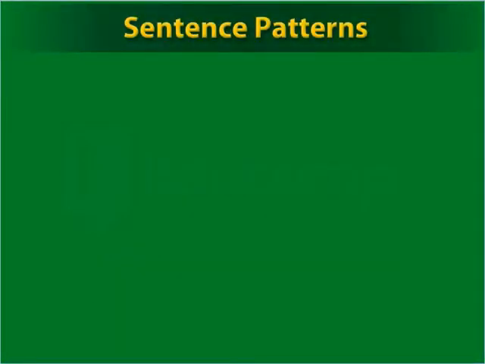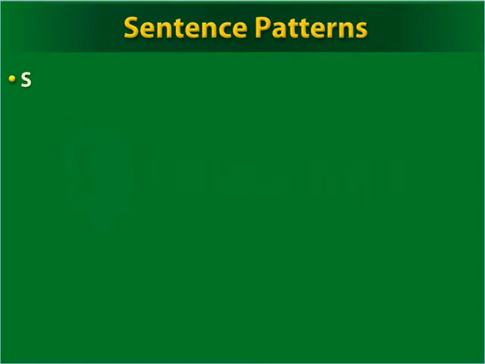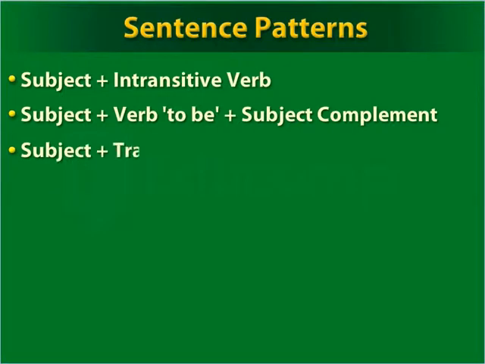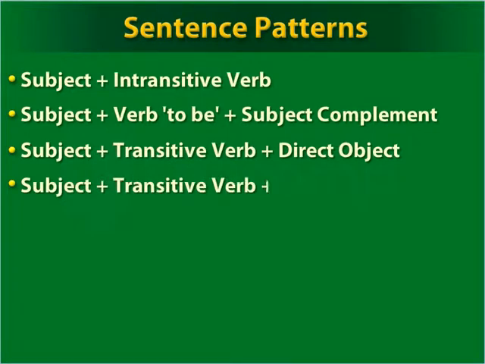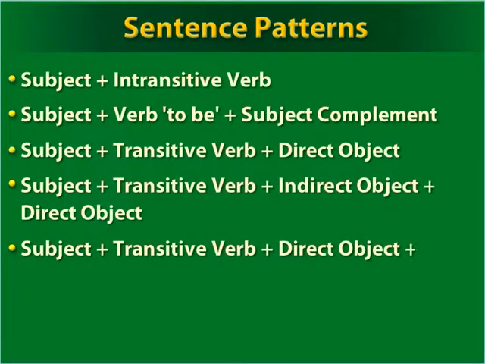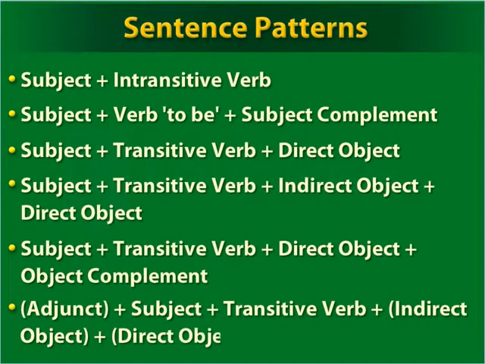Sentence patterns in English can be broadly studied under the following categories: subject plus intransitive verb, subject plus verb to be plus subject complement, subject plus transitive verb plus direct object, subject plus transitive verb plus indirect object plus direct object, subject plus transitive verb plus direct object plus object complement, adjunct plus subject plus transitive verb plus indirect object plus direct object plus adjunct. The sentence pattern depends on the verb.